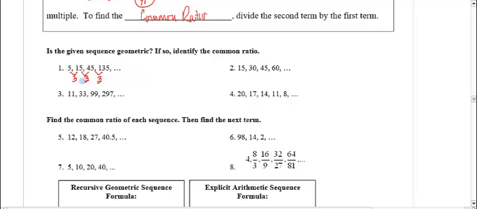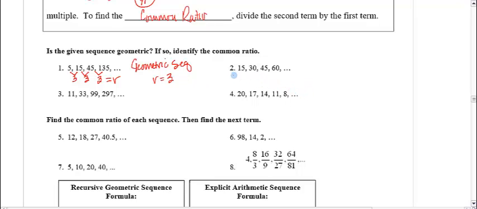So when we found that this is constant, we found two things. One, we found r, which is the common ratio. And two, we've also verified that it's a geometric sequence. So let's write that down. It is a geometric sequence, and our r is 3.